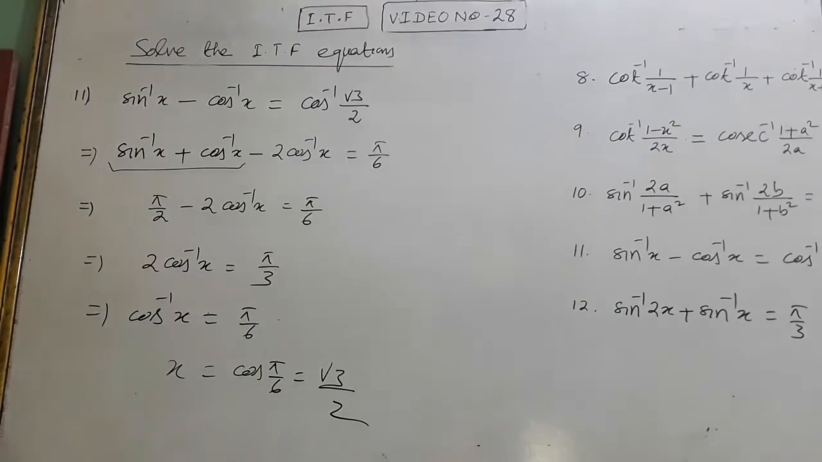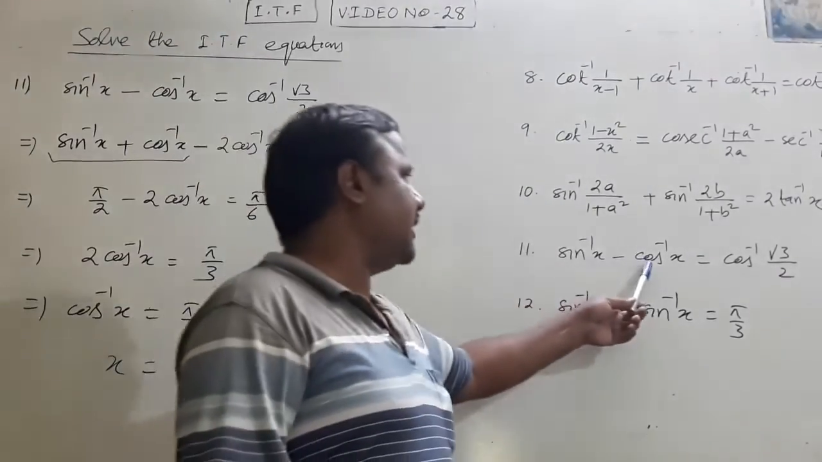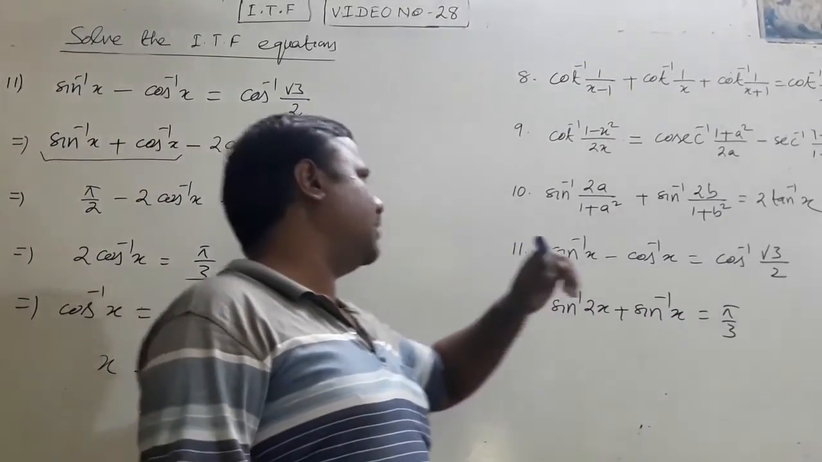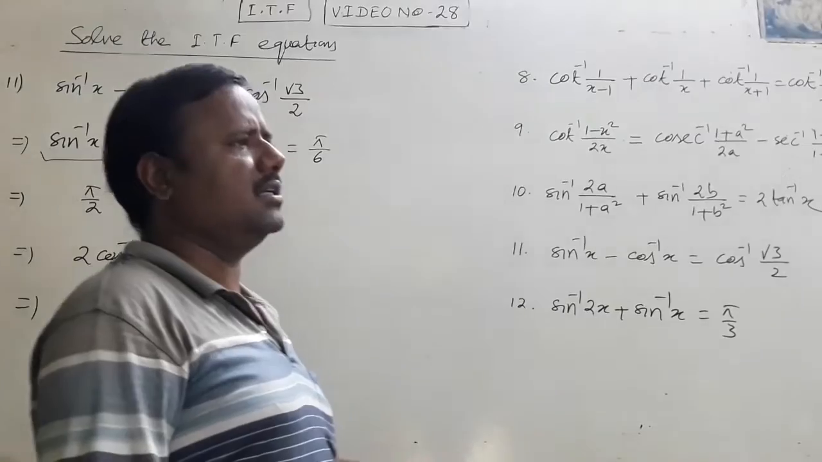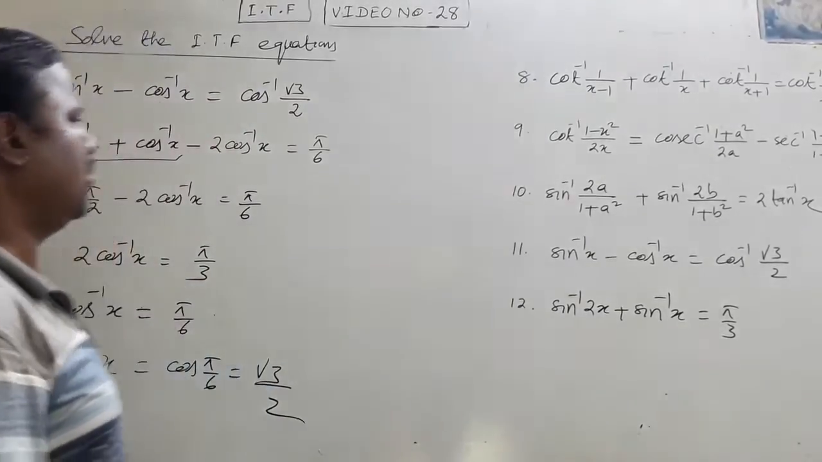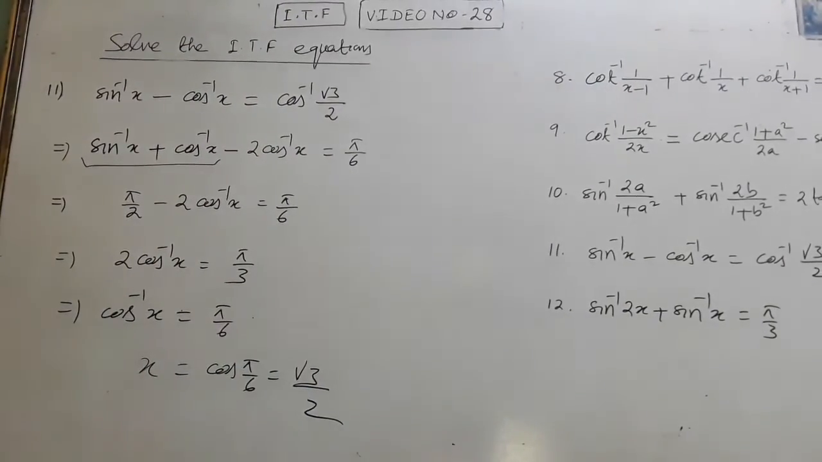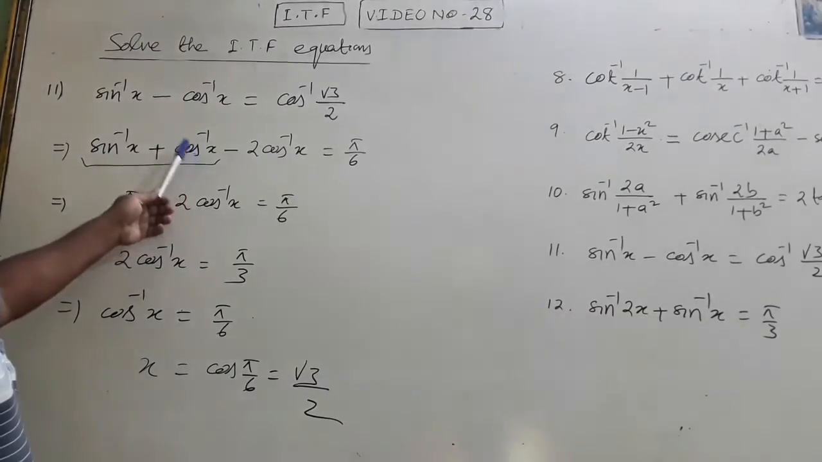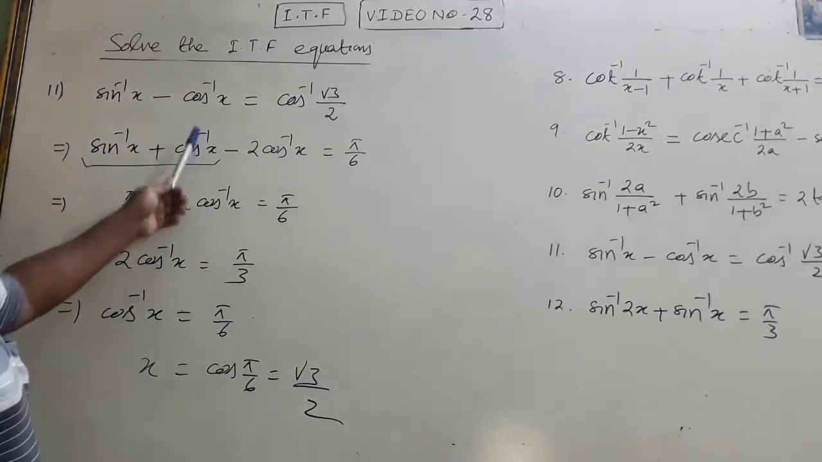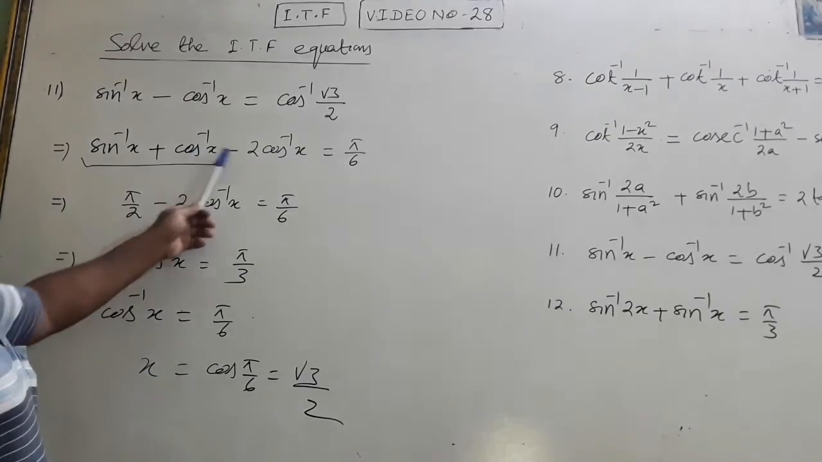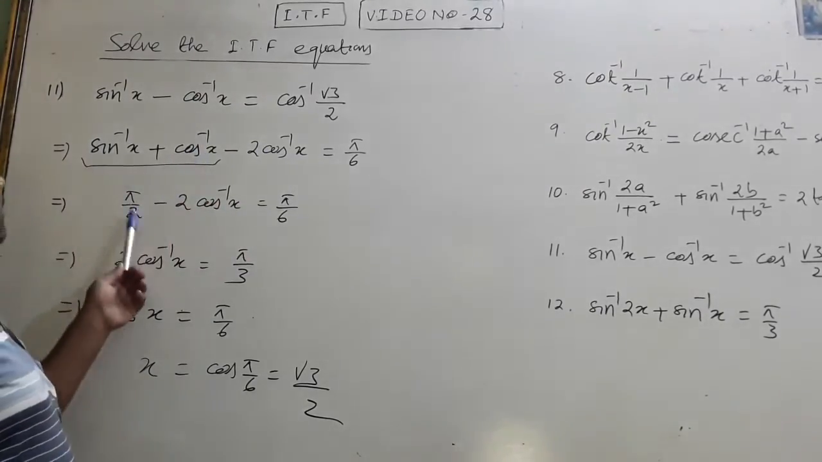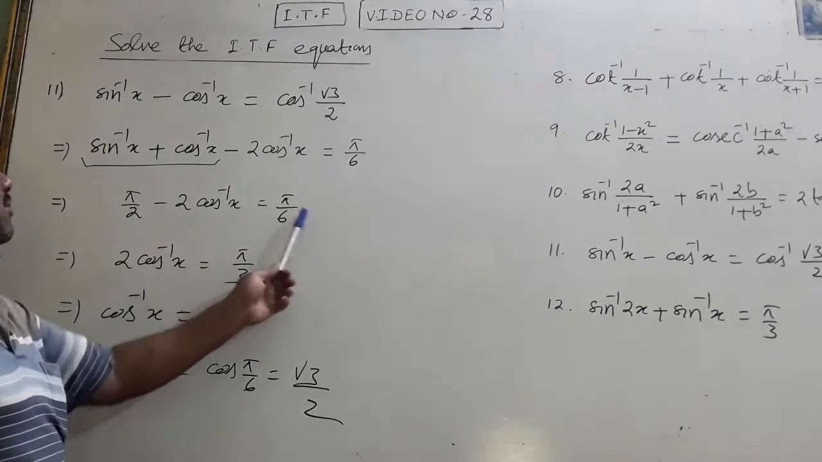In question number 11, many students take cos inverse x to that side and apply cos inverse x plus cos inverse y, and here it is sin inverse, and they do the problems in a very lengthy way. But look at here, you are the golden students, you can do this in a very marvelous way. Add 1 cos inverse x, then it becomes minus 2 cos inverse x, and you know sin inverse x plus cos inverse x is pi by 2, so pi by 2 minus 2 cos inverse x is equal to pi by 6.